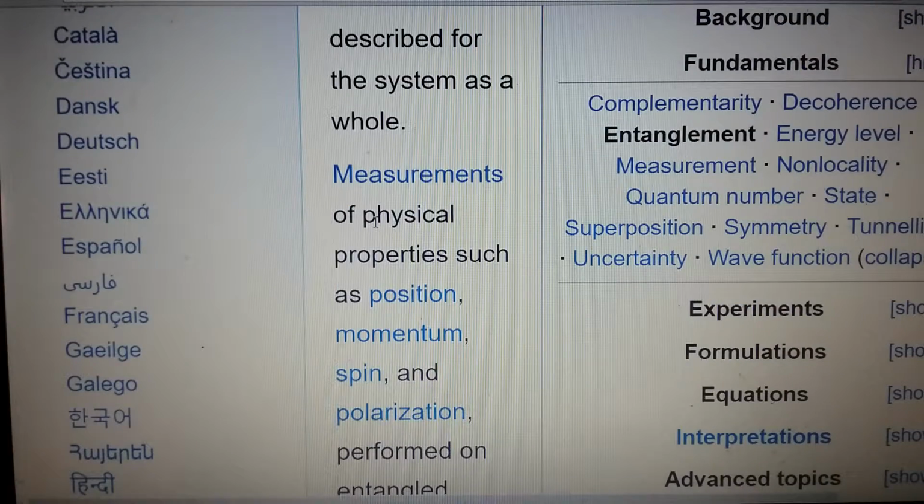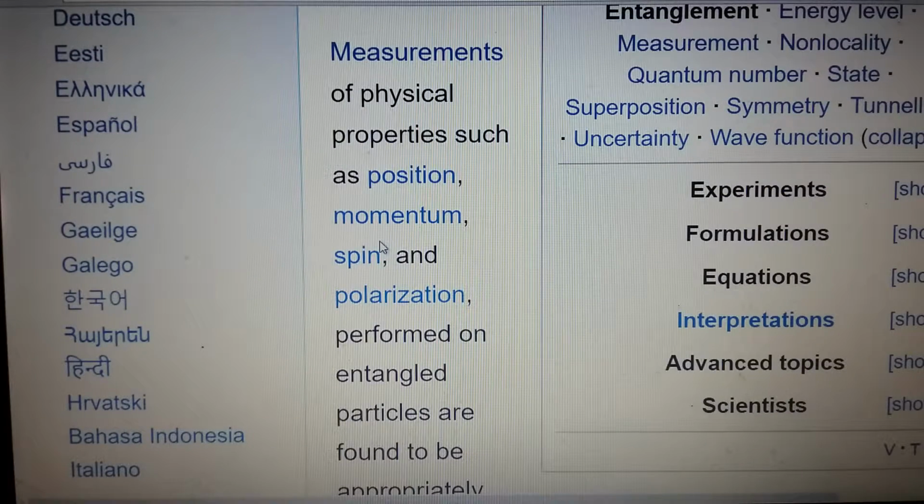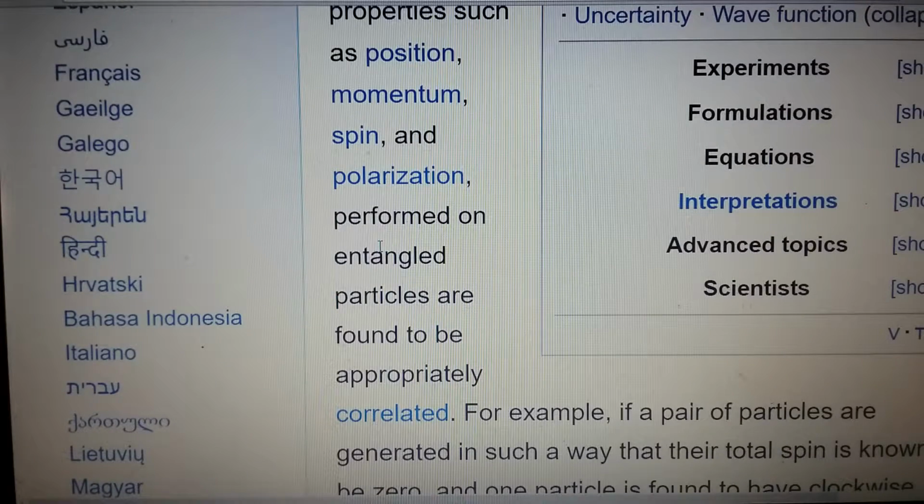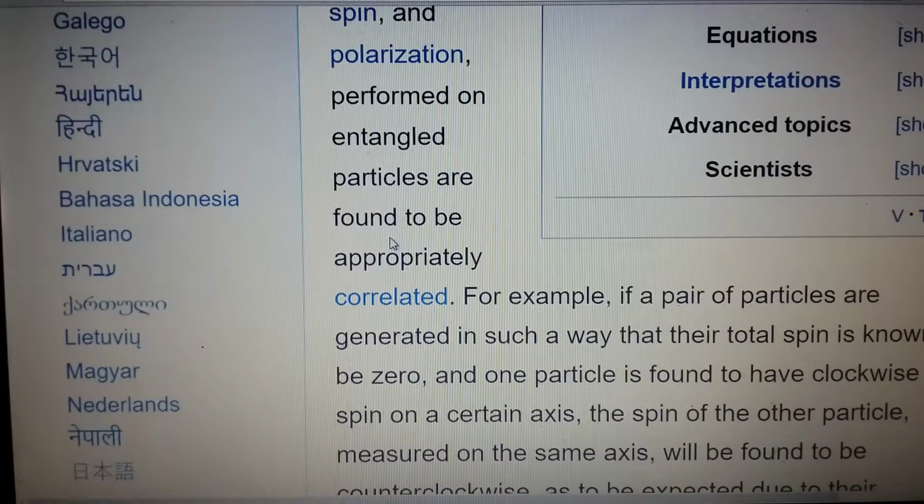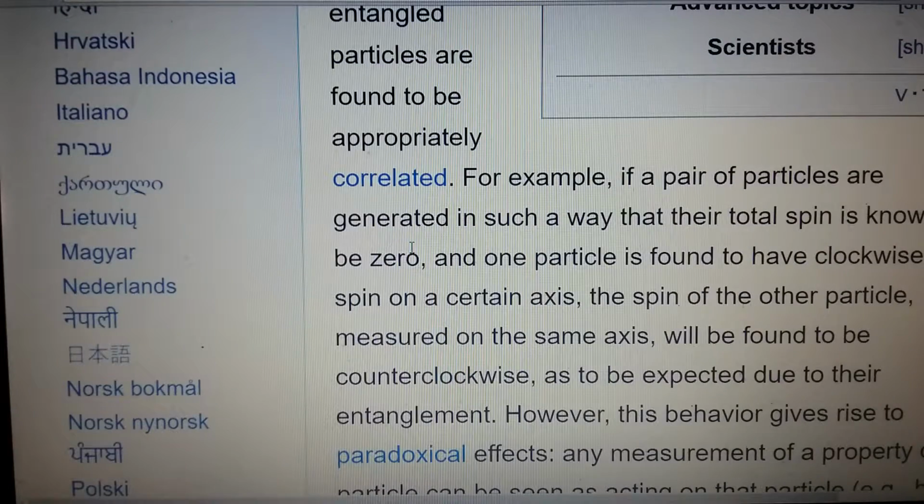Measurements of physical properties such as position, momentum, spin, and polarization are performed on entangled particles and are found to be appropriately correlated. For example, if a pair of particles are generated in such a way that their total spin is known to be zero, and one particle is found to have clockwise spin on a certain axis, the spin of the other particle measured on the same axis will be found to be counterclockwise, as to be expected due to their entanglement.